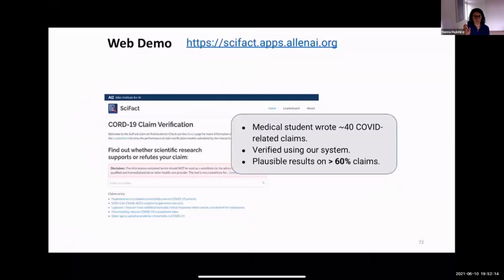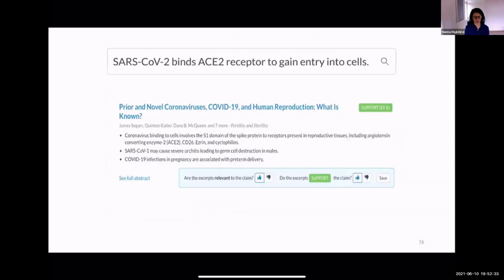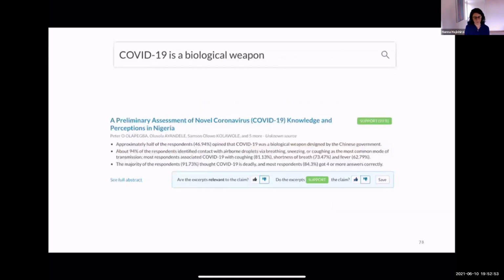Sounds good. So here we also have some demos. Definitely try it out. We evaluated our SciFact system on about 40 COVID-related claims, and we showed that the system gives reasonable results on at least 60% of these claims. Here is another example. We've added a user feedback button so that researchers who use our system can give us feedback about how well it verifies claims.